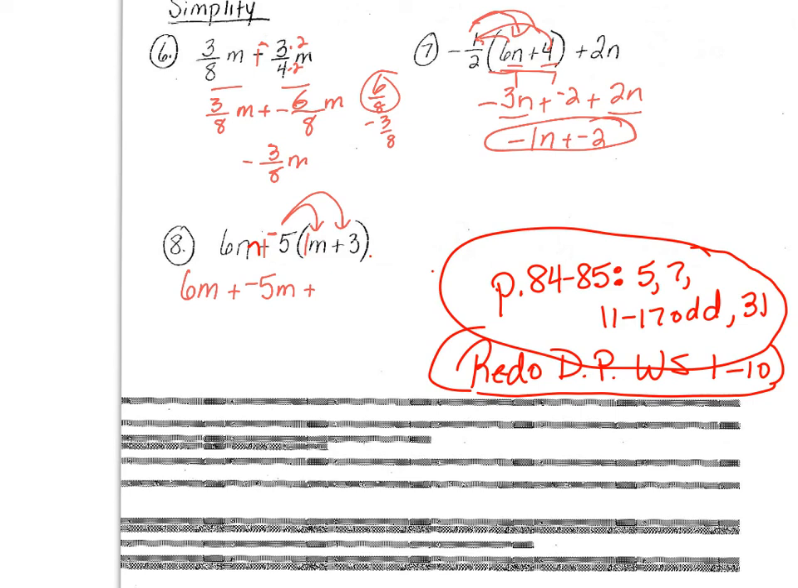Negative 15. Okay, now I look at that. Are there any like terms I can add? There sure are. 6m and negative 5m is 1m plus negative 15. Now, Mrs. Bowen, isn't that the same as m plus negative 15? It sure is.